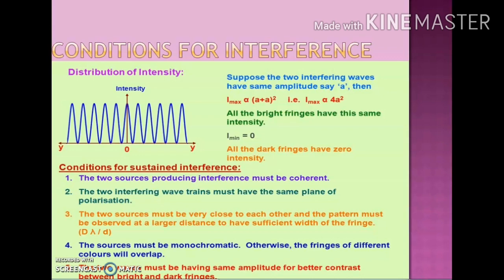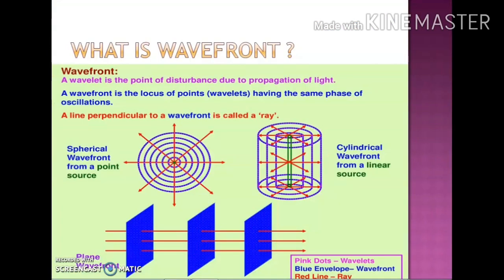Because, as I told you initially, if we take two interfering waves with the same amplitude A, then we will get the maximum intensity directly proportional to 4A square and the minimum intensity equal to 0. If the waves don't have the same amplitude, then we will not get the minima perfectly dark. So we will not get good contrast, and that will not be good interference. Now we will discuss another important term related to interference, that is wave front.